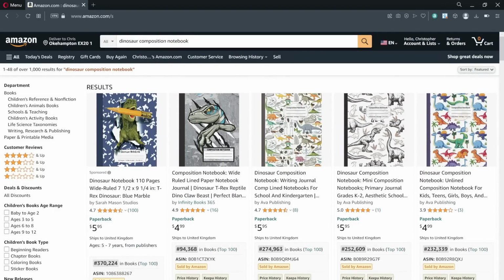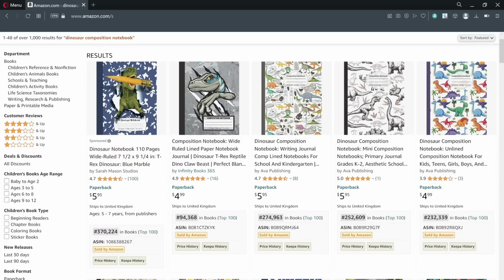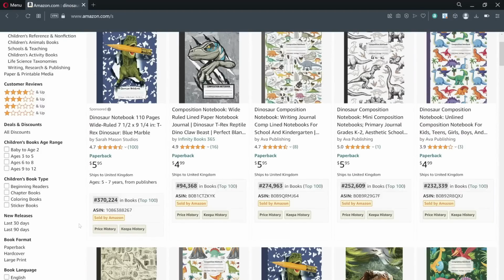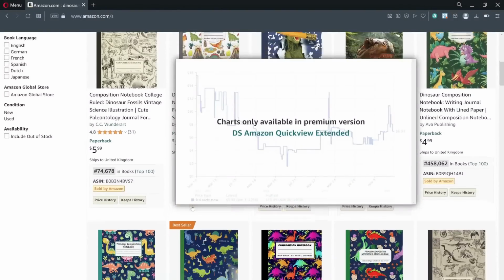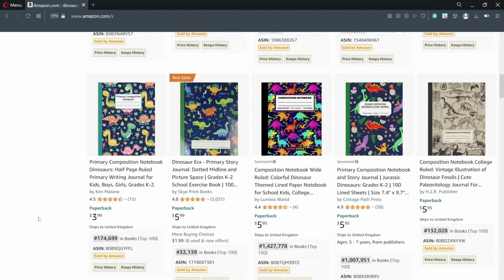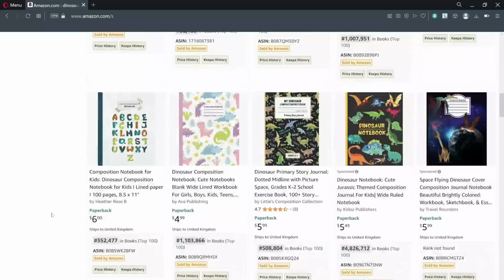Let's just do one more for good measure here. Let's say we came across a dinosaur niche. We've gone for dinosaur composition notebook as the main search term, or one of the search terms we could potentially use. Again, you want to go through, look at the BSRs and see how low they are across the first page. Looking at these ones, we've got 300,000, 94,000, 20,000, 200,000, and so on. Just looking at these, I'm already going to say that this niche is just okay. I would have said maybe on par with the last one that we looked at.